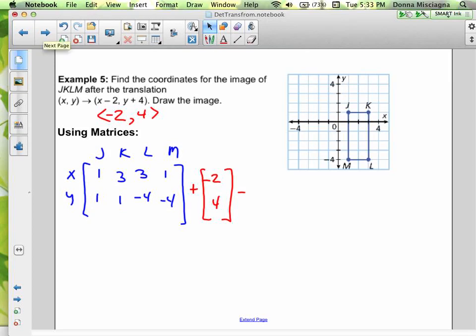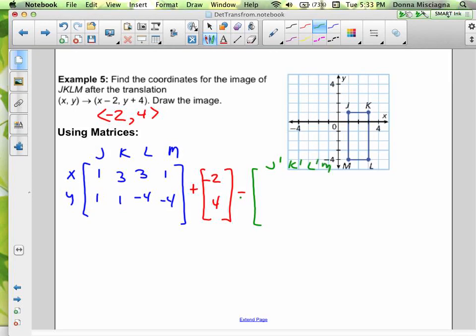I'm just waiting for the rest of my matrix to come up. I just drew part of it, and I don't know where it is. And we have J prime, K prime, L prime, M prime. There we go. So we have 1 plus -2 is -1. 3 plus -2 is 1, and we have just 2 of the same thing. And then 1 minus 2, that's still -1. And 1 plus 4 is 5, and 5 again. And 4 plus -4, that's going to be 0, both of those.